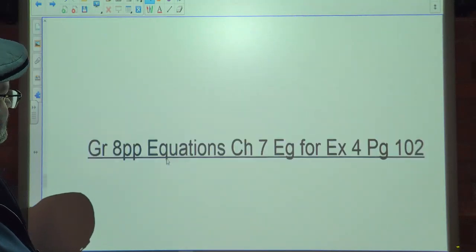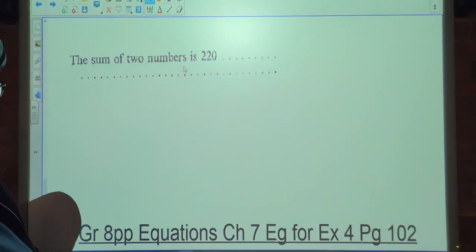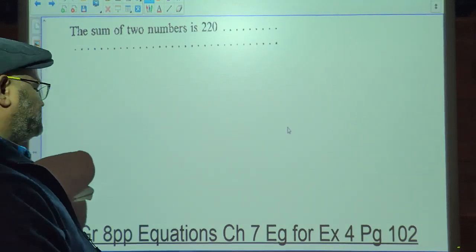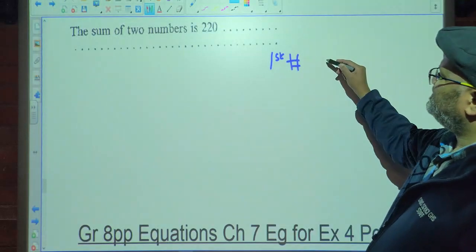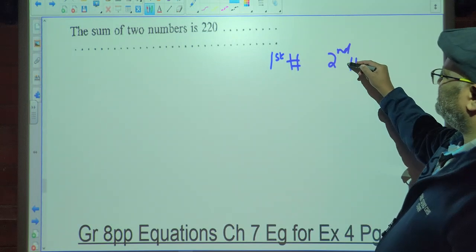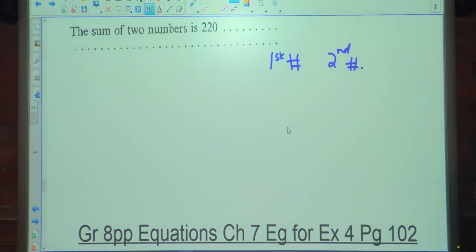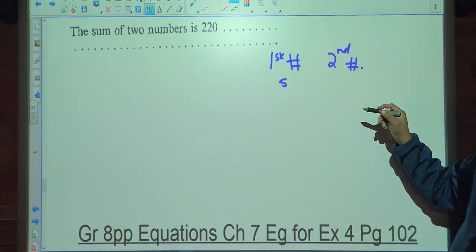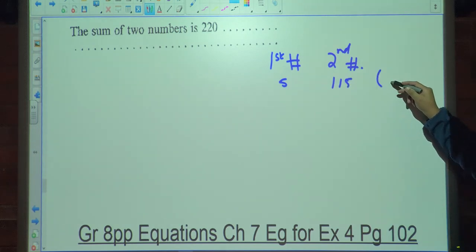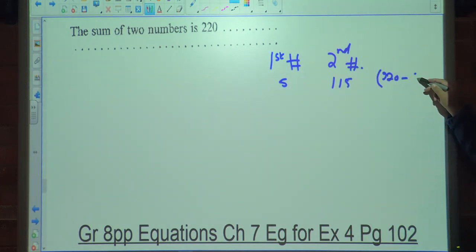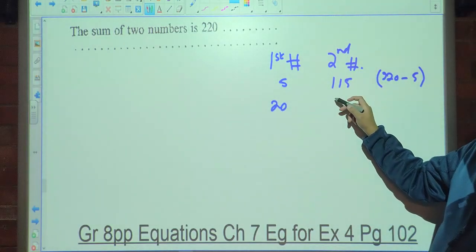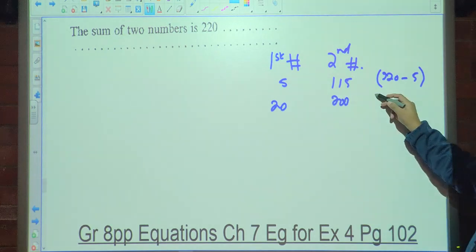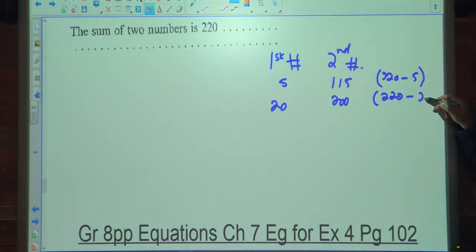Go with the next one. The sum of two numbers is 220. So the first number and the second number. If the first number is 5, what is the second number? 150. How do I get that? 220 minus 5. Not so. The first number is 20. What's the second number? Sorry? 200. How do I get that? 220 minus 3.